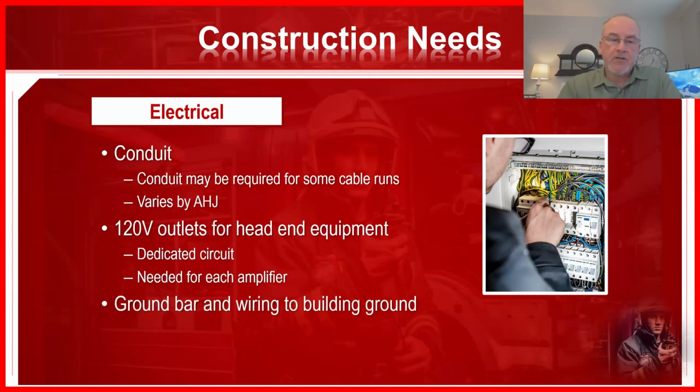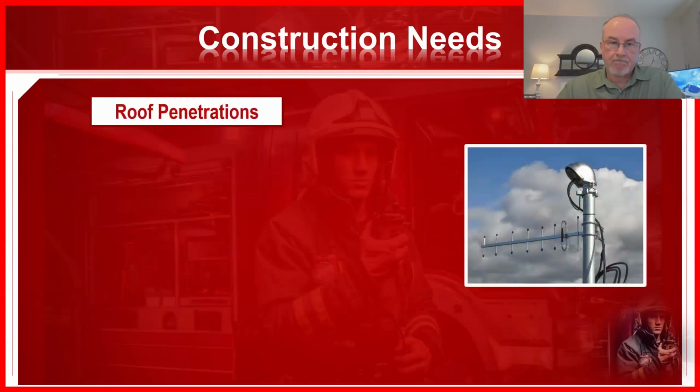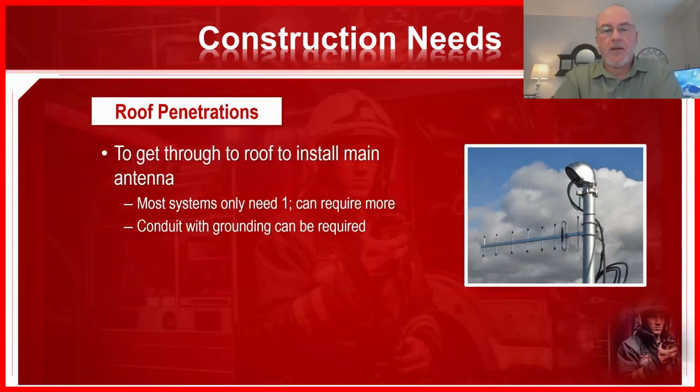And then, as we saw in our images before, you'll need a grounding bar and wiring to building ground to ground everything. Roof penetrations are also an issue. Sometimes you can go out the side of the building and just go up and mount it on the side, but a lot of times you're going through the roof. So you're going to need to get through that to install the antenna mast. Most systems need just a 1-inch conduit, but your integrator will be able to tell you what he needs. And then you'll need to ground that as well.